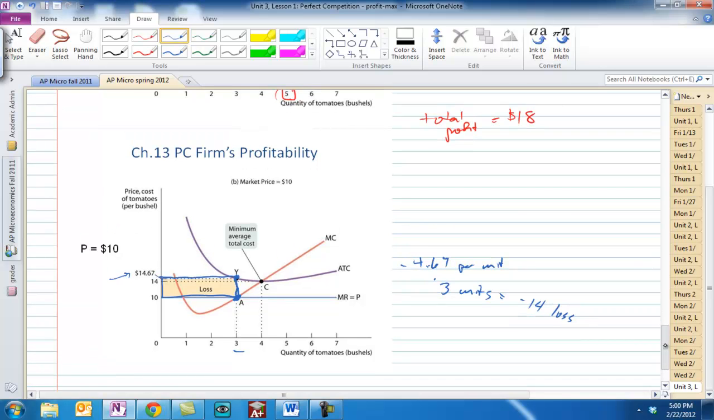So for now, this wraps us up in finding the perfectly competitive firm's profit maximizing output and price and amount of profit. And we'll do several problems with this to make sure you get the hang of this in class before we go on.